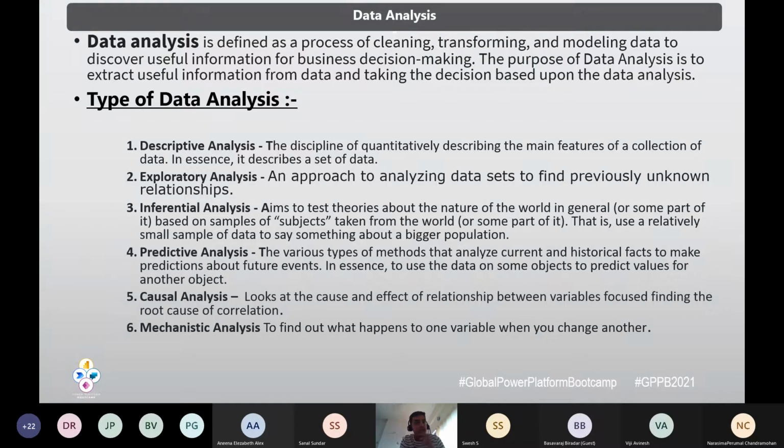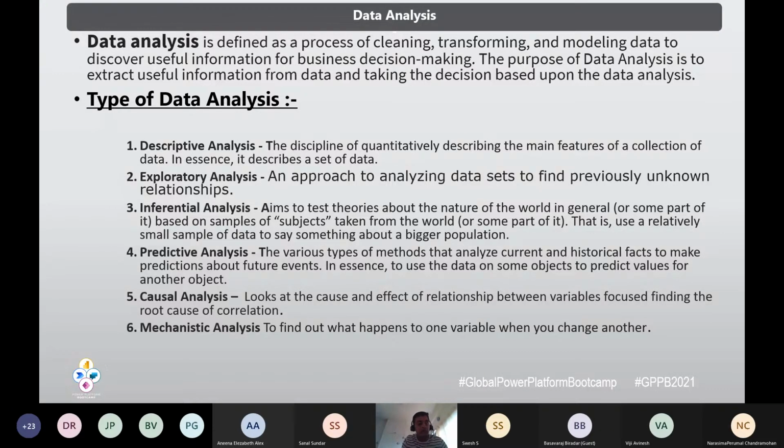Okay, let's start. What is data analysis? Data analysis can be defined as a process of cleaning, transforming, and modeling data to arrive at business decisions. It can be used to do a lot of analysis, even just descriptive ones, extract the useful information, and then take decisions on the basis of the information we have got from the data.